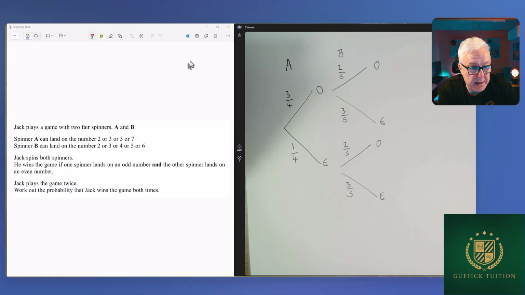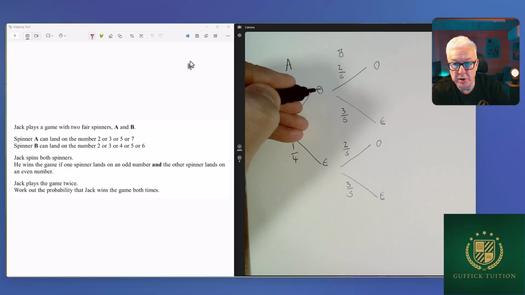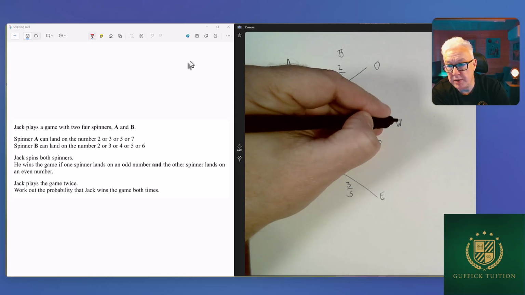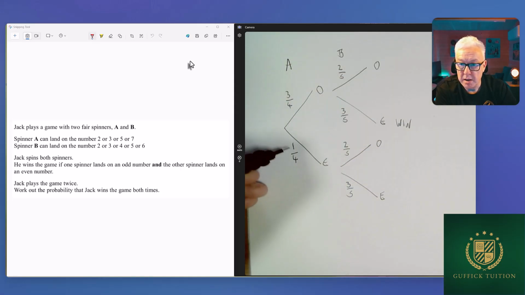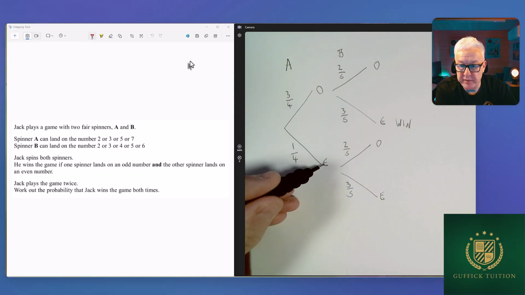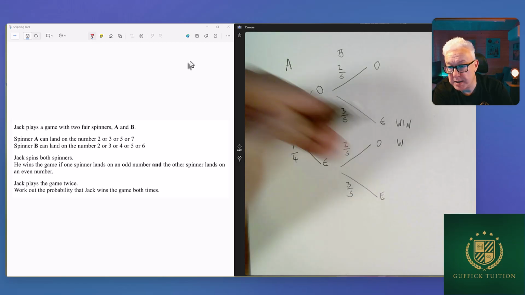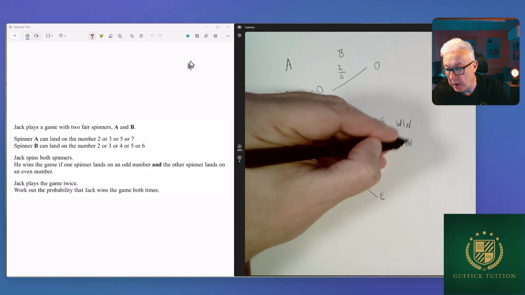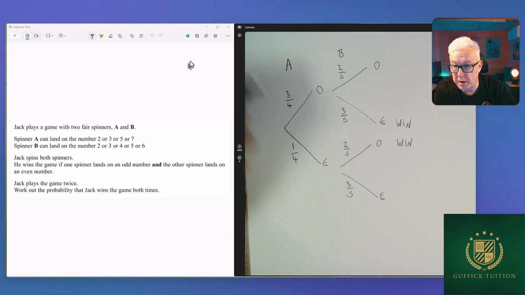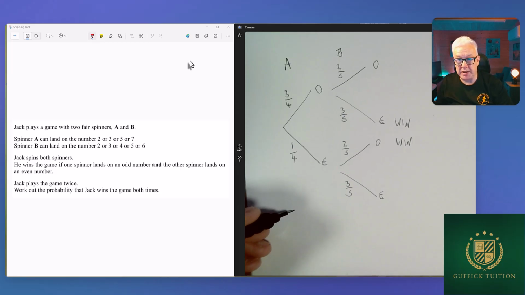Now Jack wins the game if one of them lands on an odd and the other lands on an even. So if A lands on odd, B has to land on even. That's a win. Or if A lands on even, B lands on odd, that is a win as well. Okay, so those are our two win scenarios. So let's have a look at the probability of this.